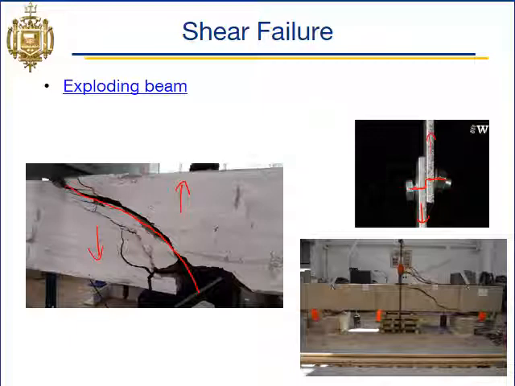We've got the same thing going on down here in the bottom right: this part of the beam has moved down vertically relative to that part. So this is a shear failure. Again, that would be our shear plane. Go ahead and watch this exploding beam video. It's a video of a beam failing due to shear, and you can see it's a pretty intense type of failure.